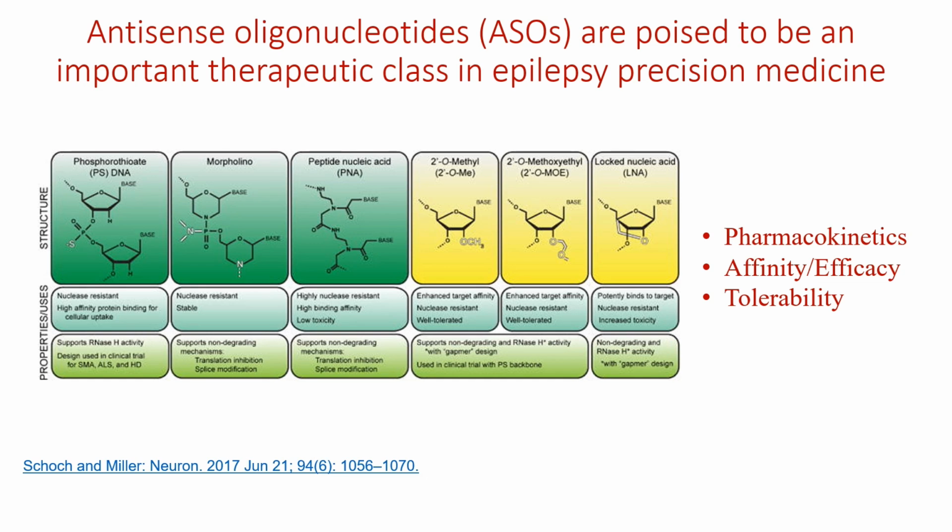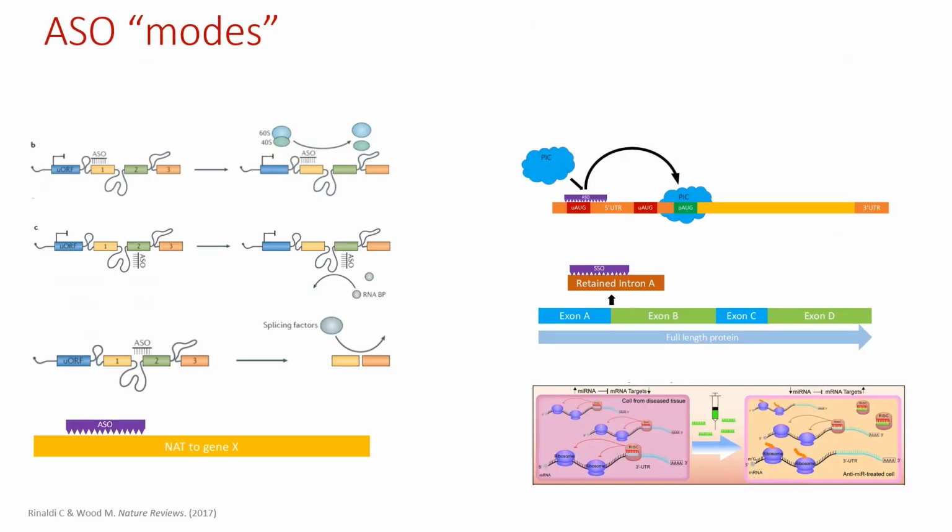This is a very important class. You may have heard of the application of these clinically in spinal muscular atrophy with the Spinraza molecule. Ultragenyx is moving programs forward in Angelman syndrome and other disorders. So a very, very important class of molecule. They are interesting because they don't just do one thing. They're not a one-trick pony.